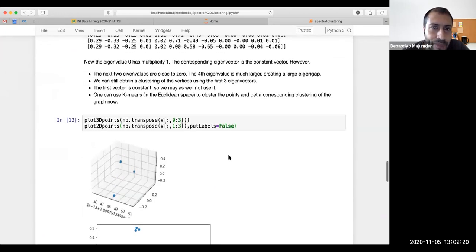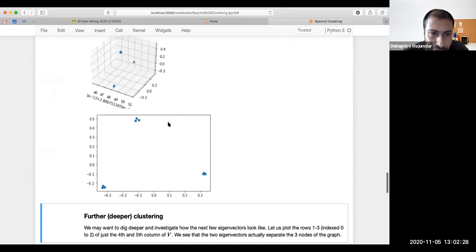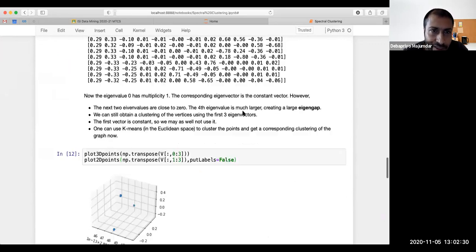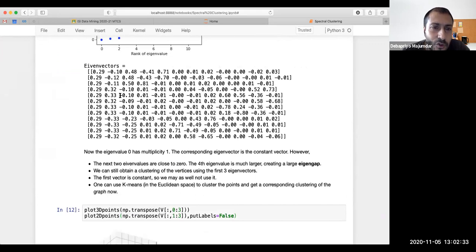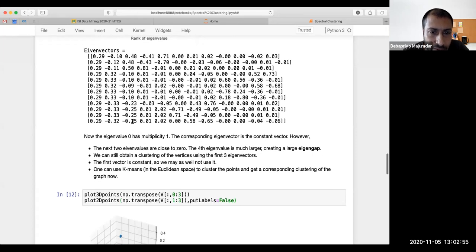So what you see here is that the second and third eigenvectors, so the eigenspace will have dimension 2, right? That's why we are happy with the 2-dimensional plot here. They will be enough to partition our nodes into 3 disjoint components as I wanted. It's pretty clear that these are around minus 0.1 and plus 0.5, these are 0.3-something and minus 0.1, and these are minus 0.3 and minus 0.25 or so. So these points are similar.